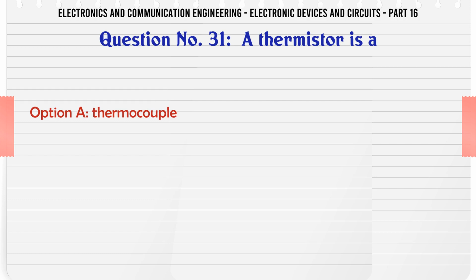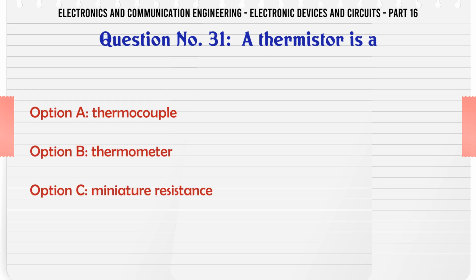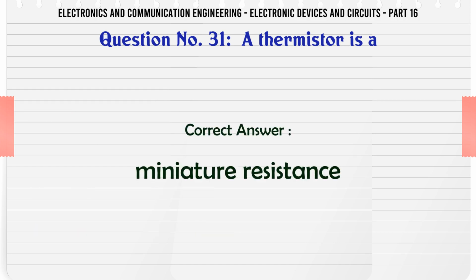A thermistor is A. a thermocouple, B. a thermometer, C. a miniature resistance, D. a heat-sensitive explosive. The correct answer is miniature resistance.